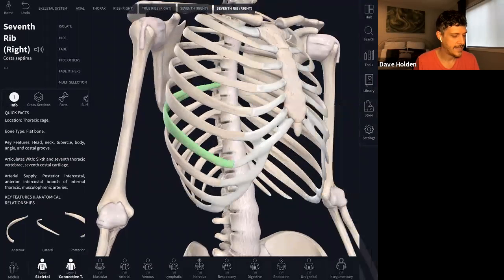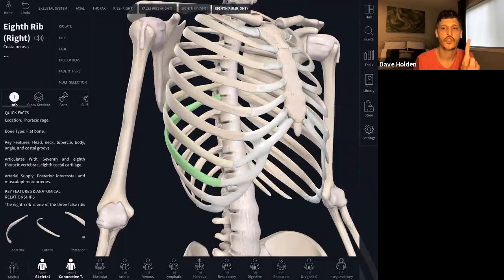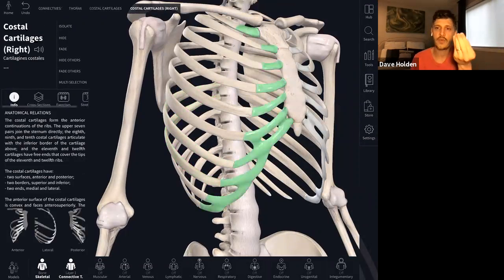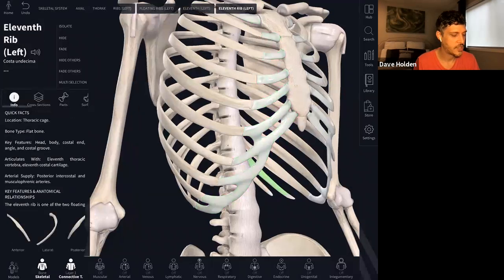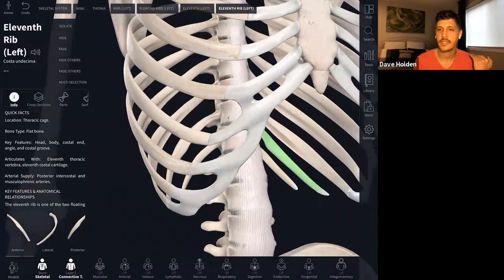Ribs 8, 9, and 10 do not truly connect to the sternum. Their cartilage fuses with the cartilage of rib 7, so they do not directly attach. They are false ribs. Ribs 8, 9, and 10. Ribs 11 and 12 do not even attempt to connect to the sternum. They stick out like a diving board from the spine. Those are floating ribs. Floating ribs are ribs 11 and 12.